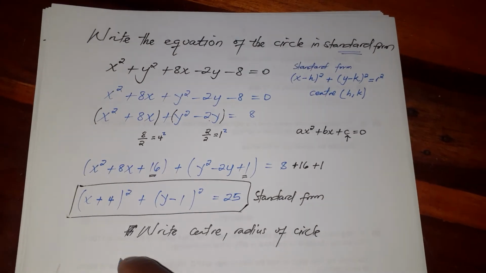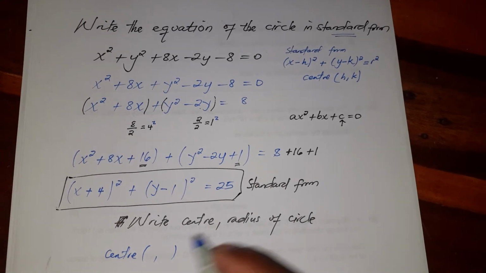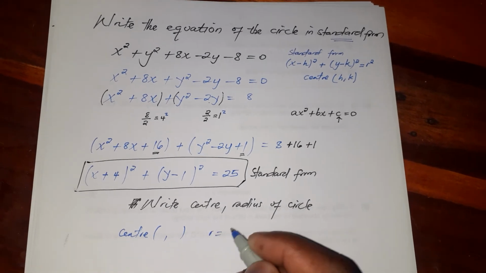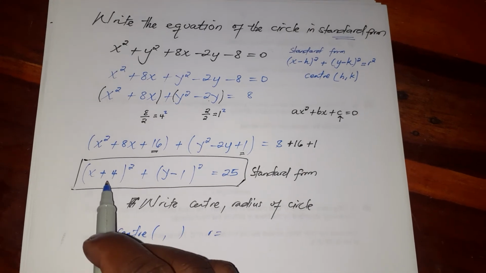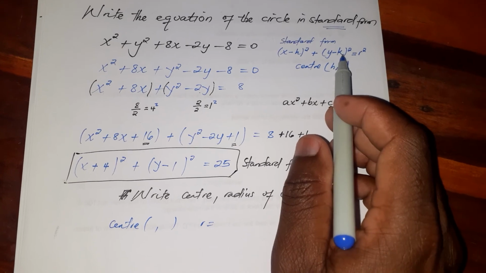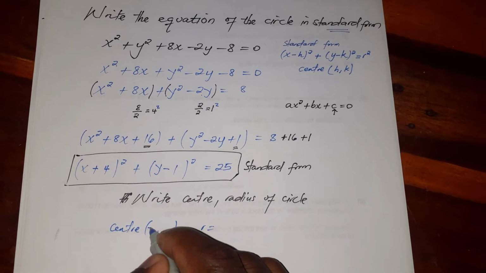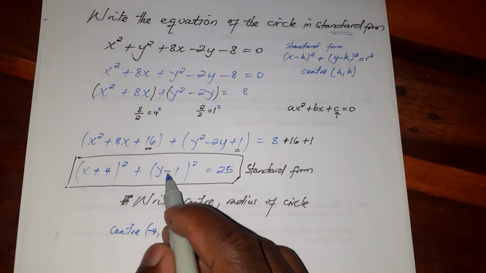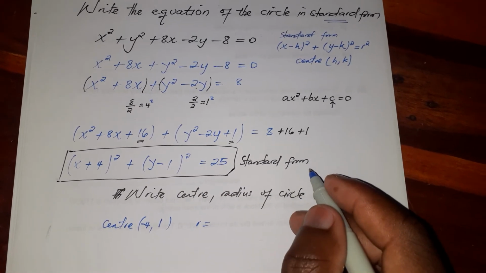Now the center should have two coordinates. Here our center is at h, k, not from the origin. Where we have positive 4, it becomes negative 4. Where we have negative 1, it becomes positive 1. That is the center.